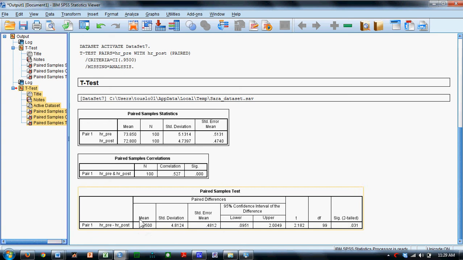The difference is about 1.05 units in terms of blood pressure. I'm sorry, in terms of heart rate, that is. T-value is 2.182, and the significance level is 0.03. Again, there's a significant drop in heart rate from pre to post-test.